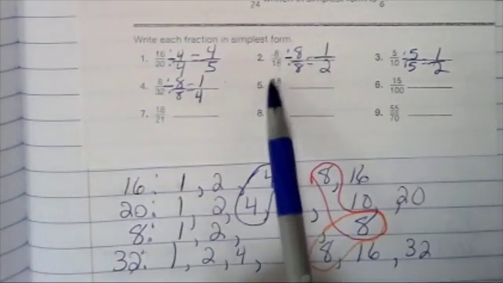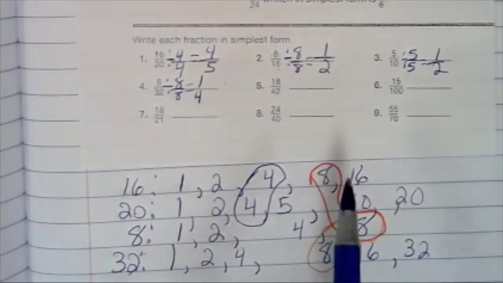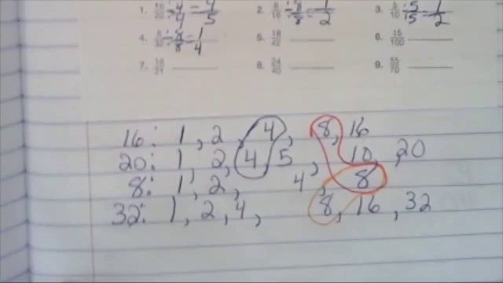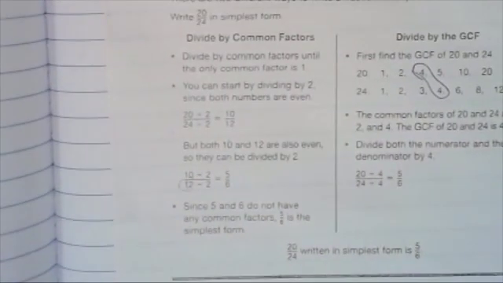All right, 18/42. Now, let me show you what would happen if we did not list our greatest common factors for 18 and 42. Let's do it this other way, the harder way, where we just divide by a common factor instead of the greatest common factor.